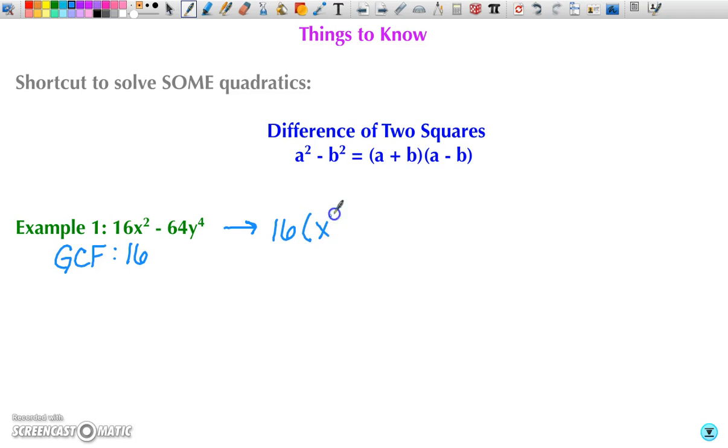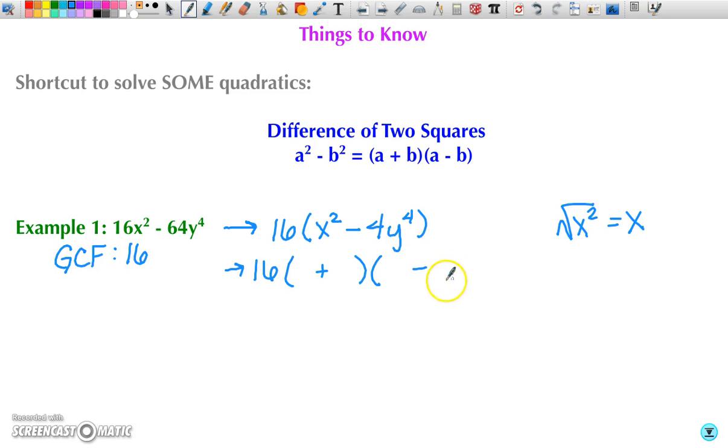When you do that, that leaves you with x squared minus 4y to the fourth. Now work with your perfect squares. So x squared is a perfect square because the square root of x squared is x. Okay, so if I'm looking at my template here, the 16 just stays put, but then we're going to have something plus something here, and then that same thing minus that same second part here. Well, this is what's going to go in your A spot when you did your square root of x squared. So x goes here and also here.